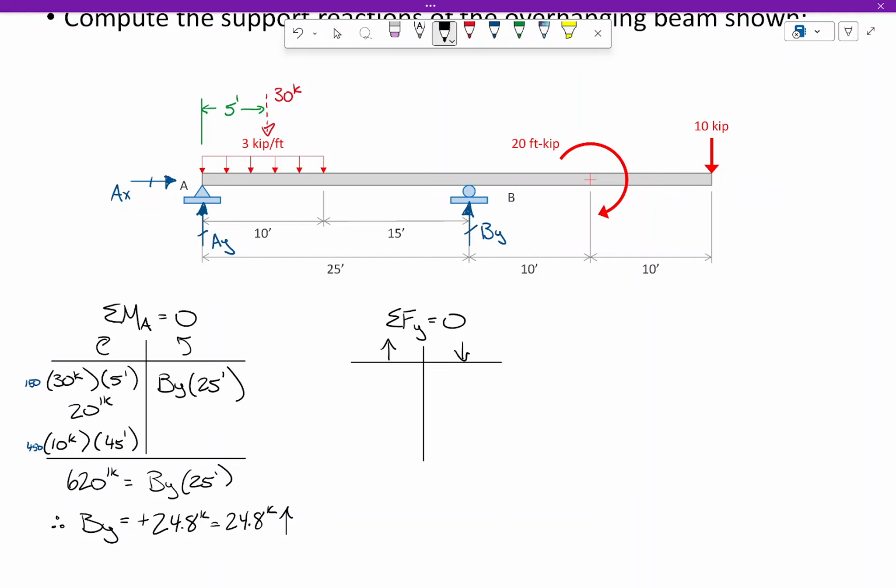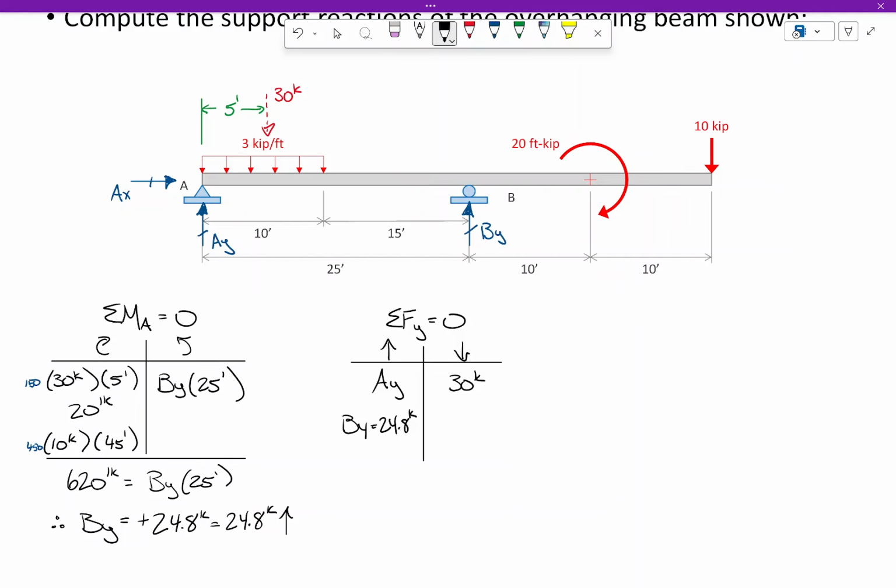So, do I consider AY? Yes. Do I consider the 30 kips? Yes. Do I consider BY? Yes. Do I consider the 20-foot kip moment? No. Why? It's a moment. It's not a force in the y direction, right? You wouldn't consider the 20-foot kip moment for the same reason you wouldn't consider AX. We are summing forces in the y direction. That is not a force in the y direction, okay? So it doesn't factor in here.